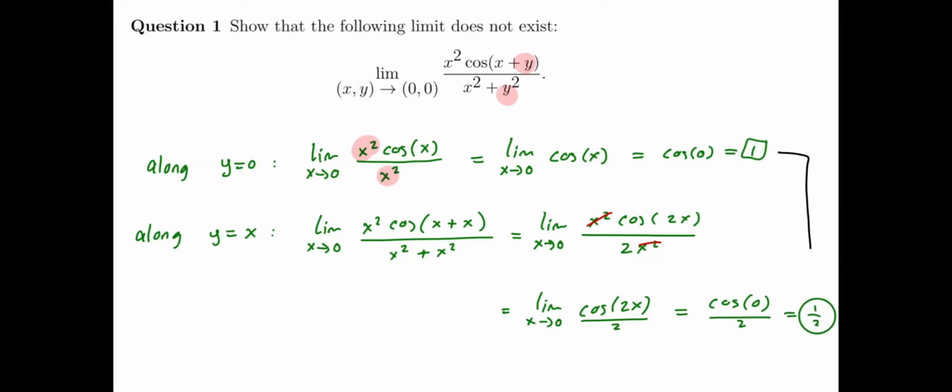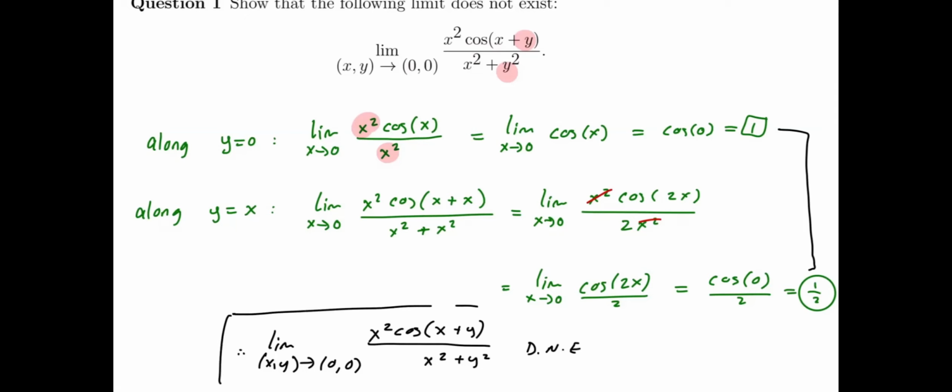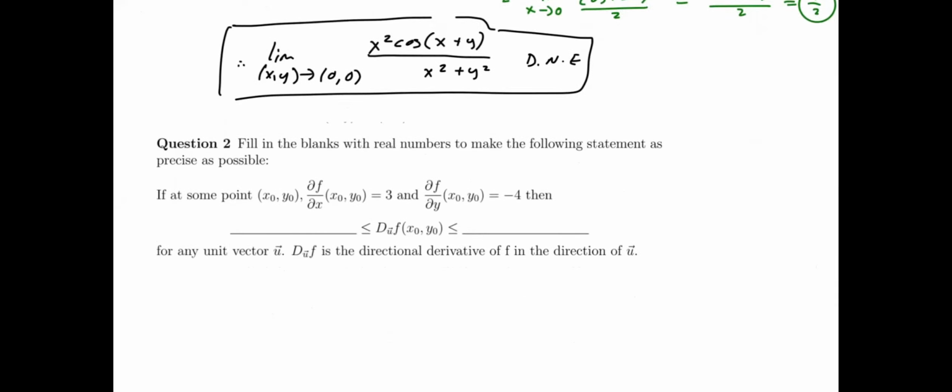Since these two limit values are unequal, we can say that therefore our limit as (x, y) approaches (0, 0) of x squared cosine of x plus y, the original problem, over x squared plus y squared does not exist. So that's our final conclusion for this problem. Okay, moving on to the next problem.